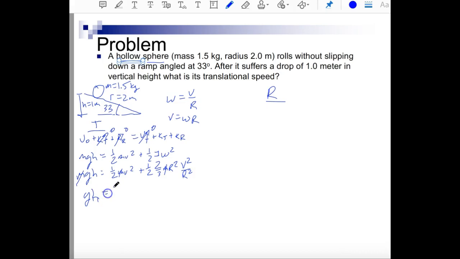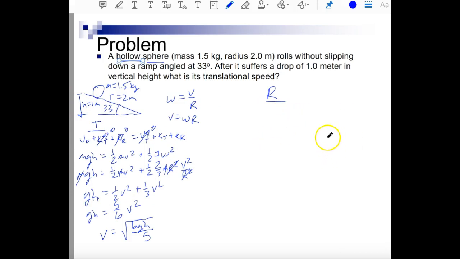gh is equal to 1/2 v squared plus, and then 2 over 6 is 1 over 3. The r squareds go away, and this will be v squared. So now I have gh is equal to 5 over 6, because we just do a common denominator of 6 and then add them, so that'd be v squared. So our v for this hollow sphere is now going to be the square root of 6gh all over 5. So we've done it for the translational.